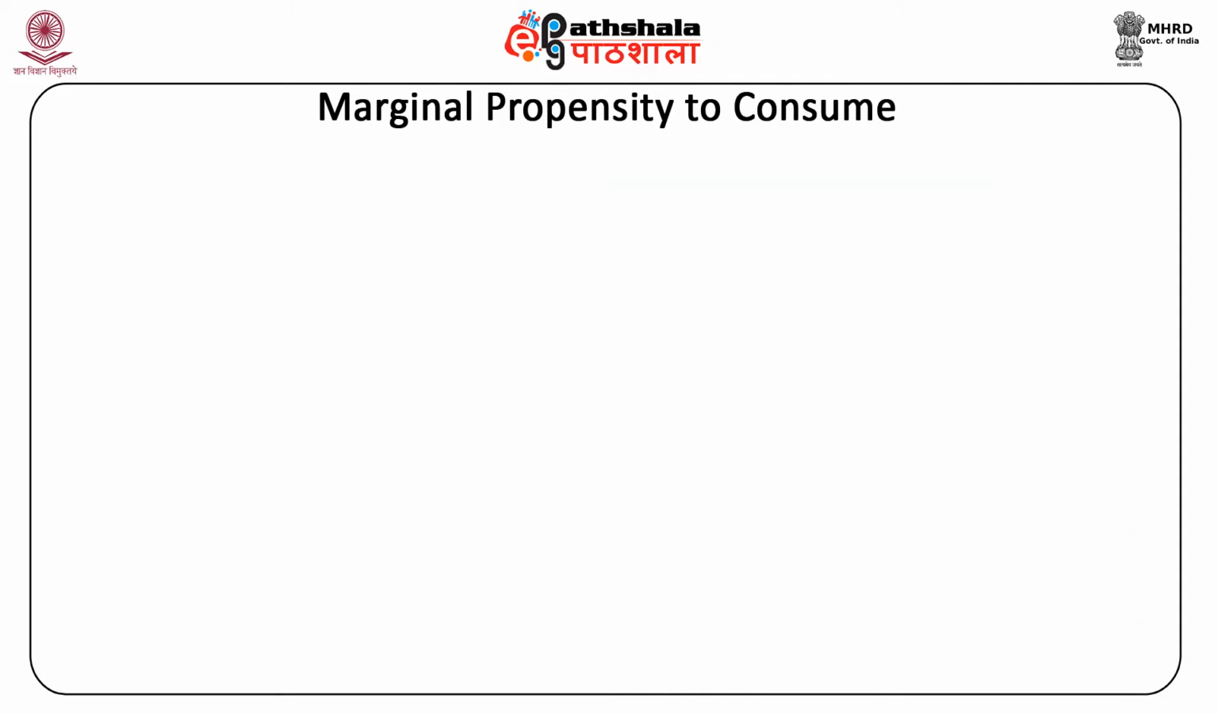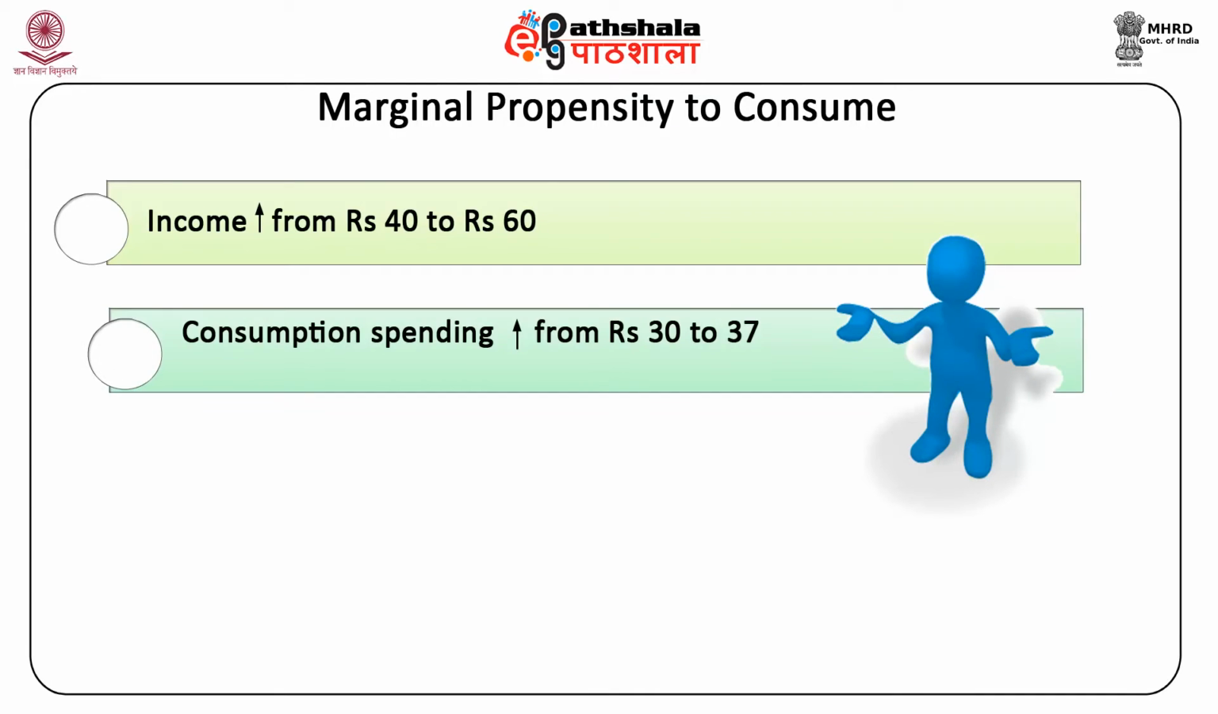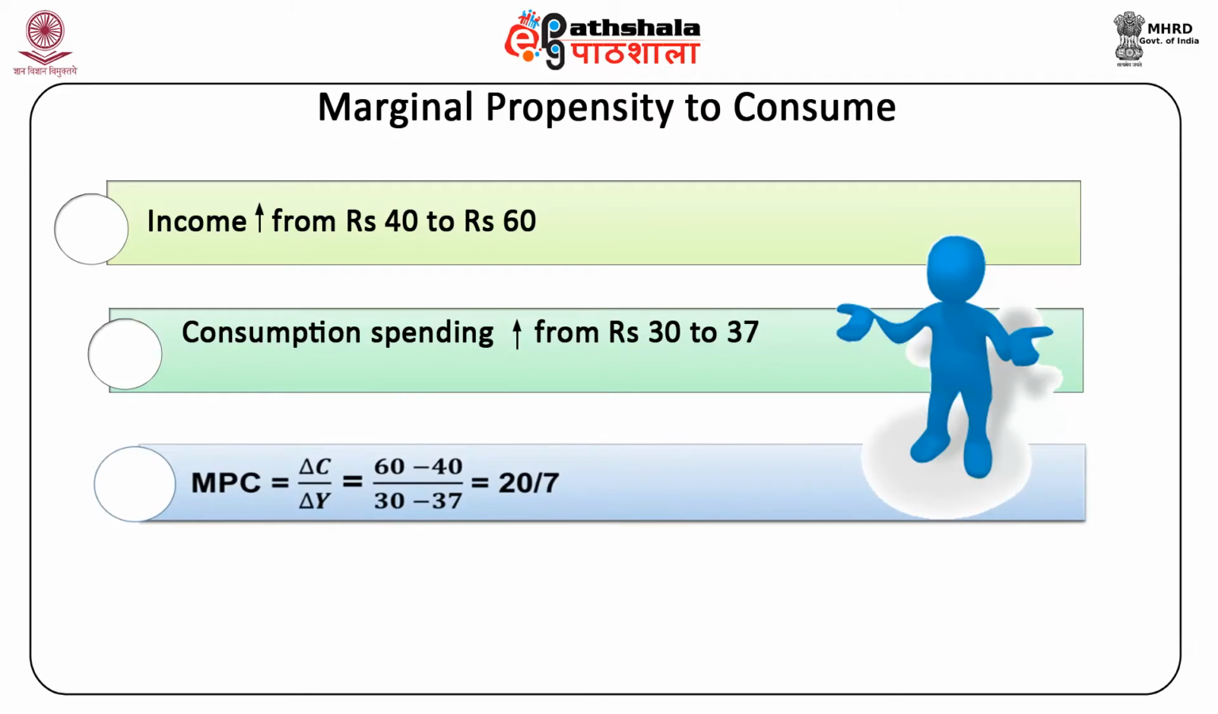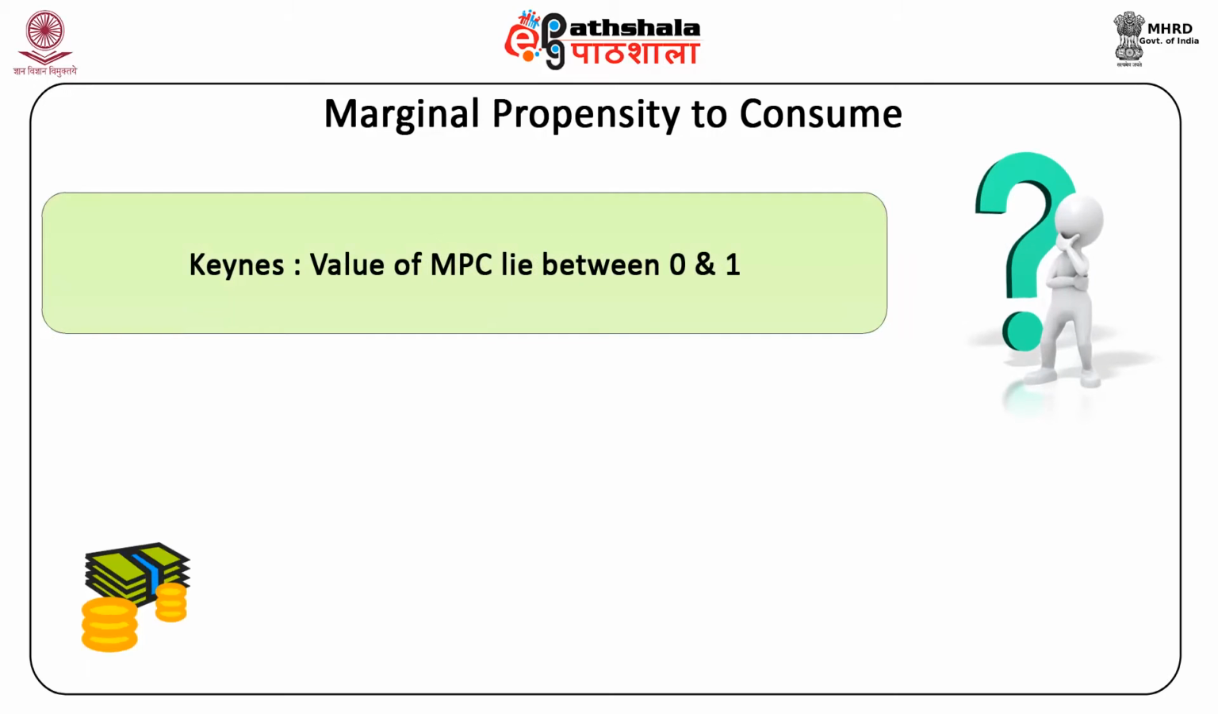For instance, let us suppose that income increases from rupees 40 to rupees 60 and the consumption spending rises from rupees 30 to 37. MPC = 60 minus 40 divided by 30 minus 37, which is equal to 20/7, which would be equal to 2.85. According to Keynes, the value of MPC will always lie between 0 and 1.